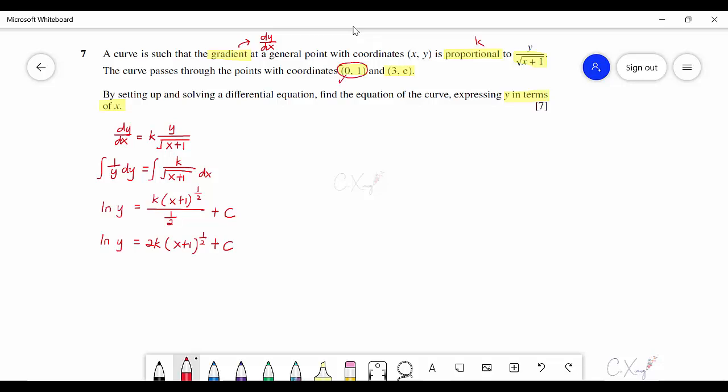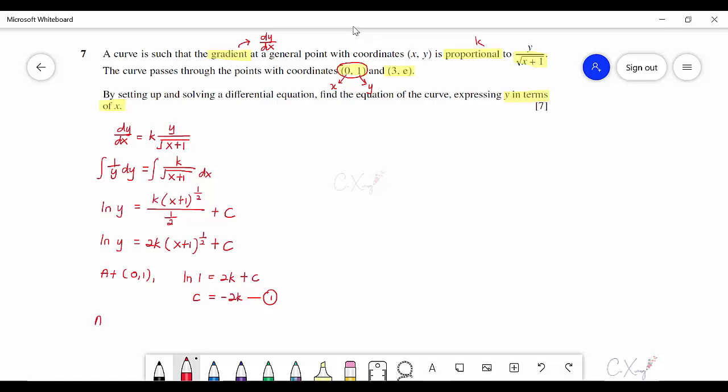First of all, I'm looking at the first information here. The coordinates mean that x equals 0 and y equals 1, right? So at the coordinate (0, 1), you will have your equation as ln 1 equals 2k plus c. What's the value for ln 1? ln 1 is 0, right? So you will have c equals negative 2k. And this is the first equation that I can get.